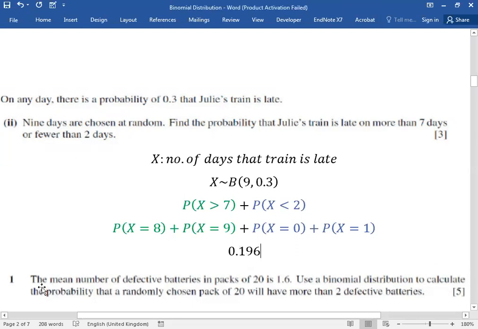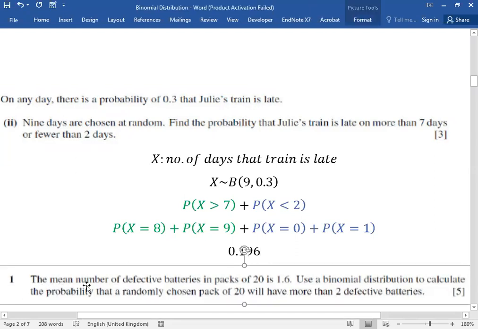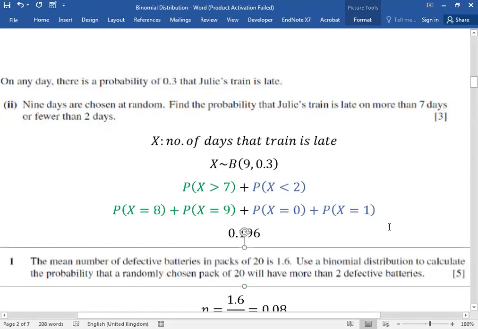Let's have a look at the next question. The mean number of defective batteries in a pack of 20 is 1.6. Use binomial distribution to calculate the probability that a randomly chosen pack of 20 will have more than 2 defective batteries. Give this one a go.